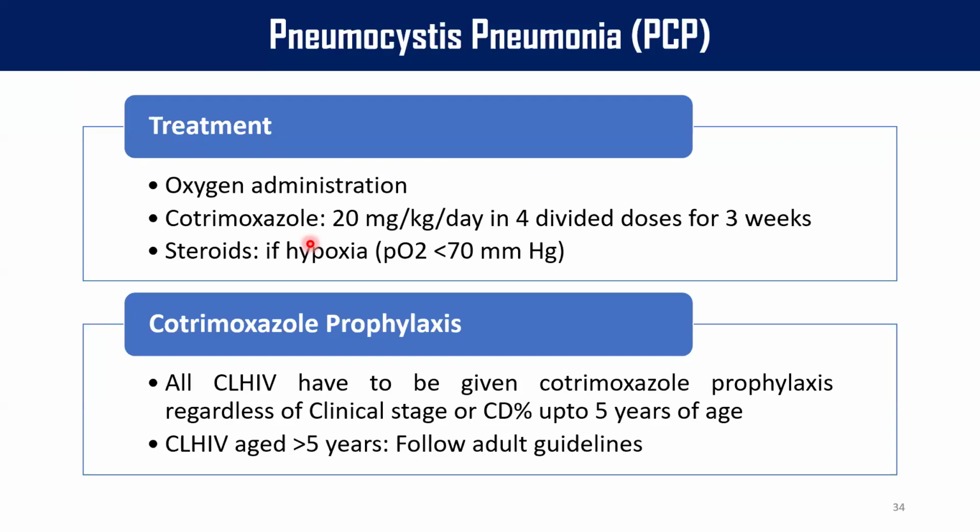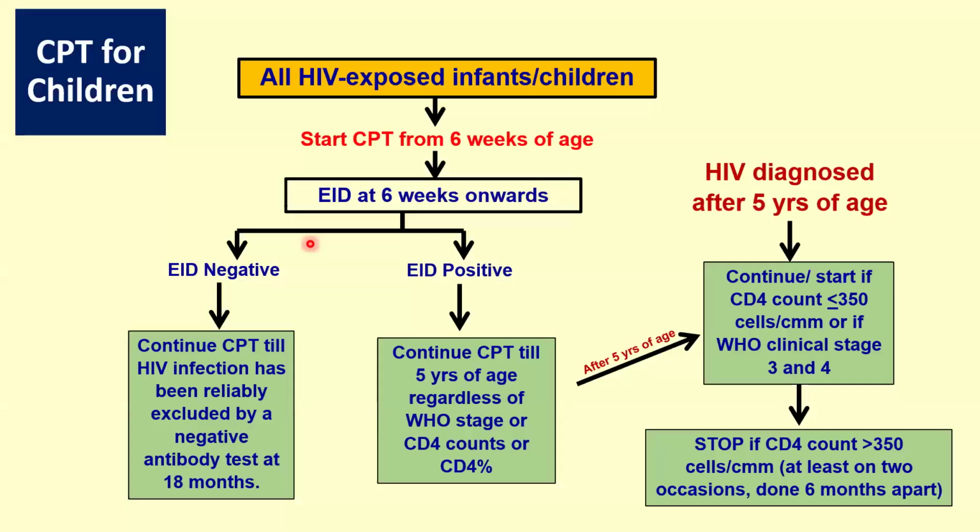Remember, all children who had PCP pneumonia to be started on cotrimoxazole prophylaxis. That is called secondary prophylaxis. So cotrimoxazole prophylactic therapy, primary and secondary. Primary prophylaxis therapy is in all HIV exposed infants or children. You have to start cotrimoxazole prophylaxis from the age of 6 weeks.